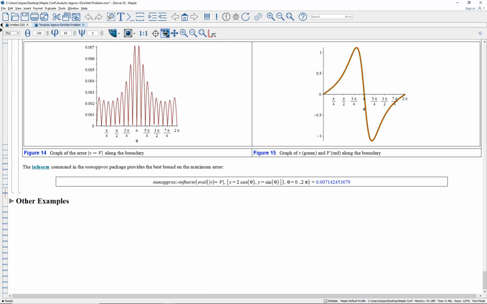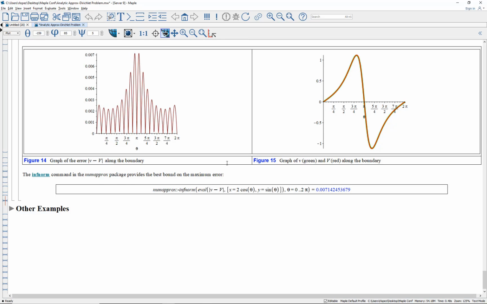And here is an analytic evaluation of the difference. Take the inf norm because it can be parametrized by theta. And it's on the order of 7 thousandths. So you can see here on the order of 7 thousandths, the worst error you make, and you make it on the boundary. So for relatively little effort, using Maple, of course, you can get a pretty accurate approximation of the solution of the Dirichlet problem. I did do a couple of other examples, but we don't have time to look at them here.